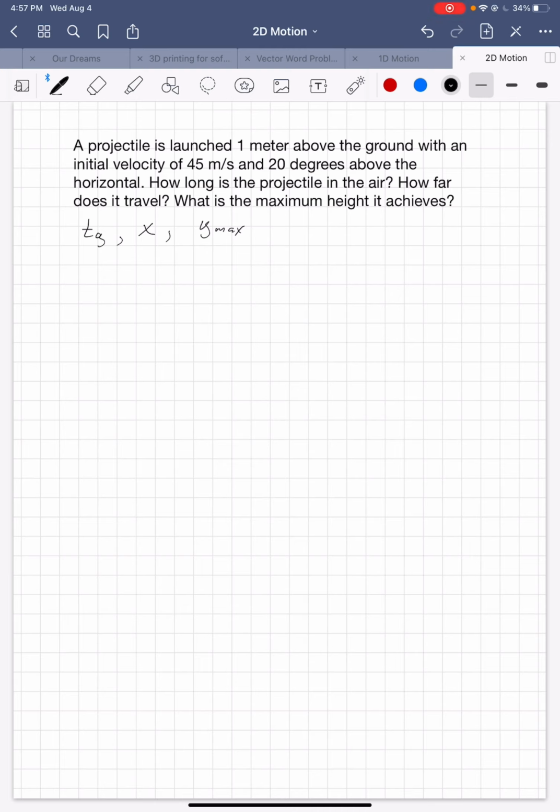Now, to solve this problem, what I need to do is use some pieces of information I have. I know that I have 2 ideas going on, x and y. In the x direction, the only equation of motion I have is x is equal to vx t, or v cosine theta t. In the y direction, I have something more complicated because I have an acceleration present. Because this is happening on the Earth, I have the acceleration due to gravity.